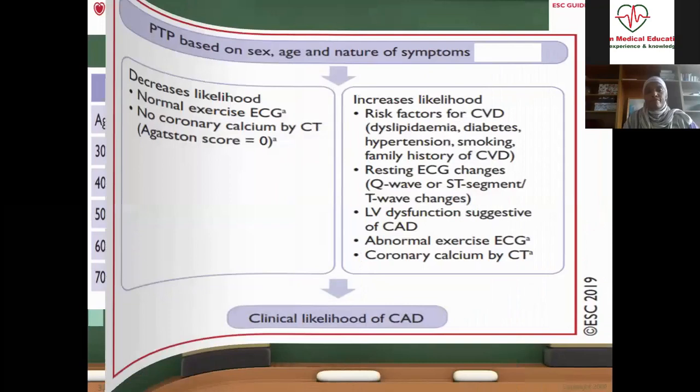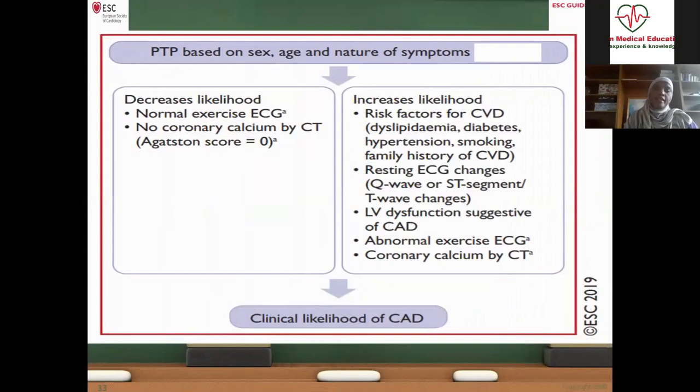So now, in addition to the pre-test probability, there are other factors that we should add in order to identify the high-risk patient, or to guide us with regard to the clinical likelihood of coronary artery disease. So if we have, for example, a normal exercise ECG, no coronary calcium score by CT, those patients have less likelihood for coronary artery disease. They are low risk for coronary artery disease.